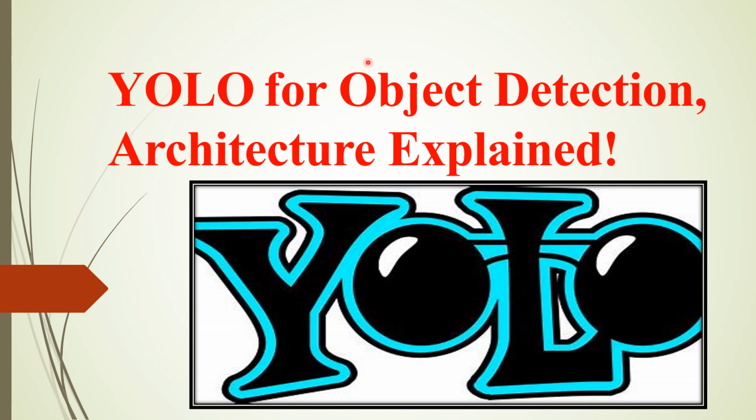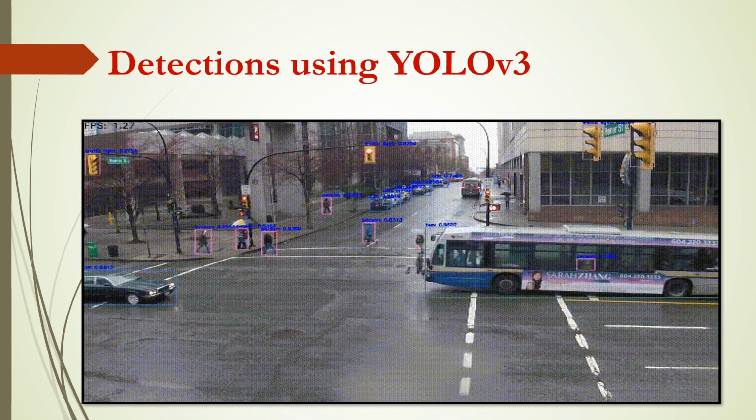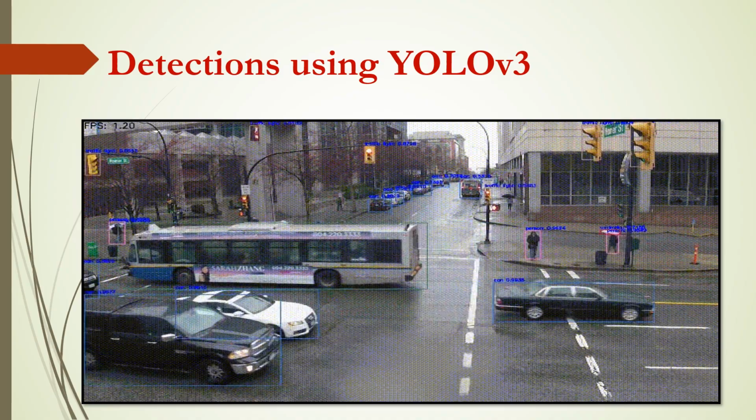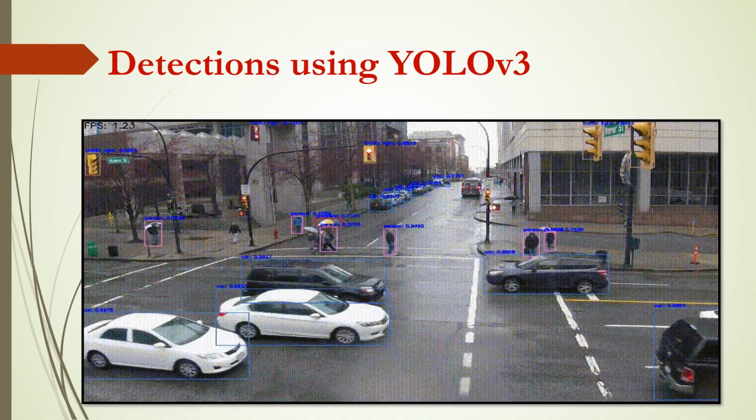YOLO, or You Only Look Once, for object detection. So today we'll talk about this YOLO and how it works, what the challenges and limitations are, its architecture and its implementation using OpenCV. This You Only Look Once architecture was first published in 2016.